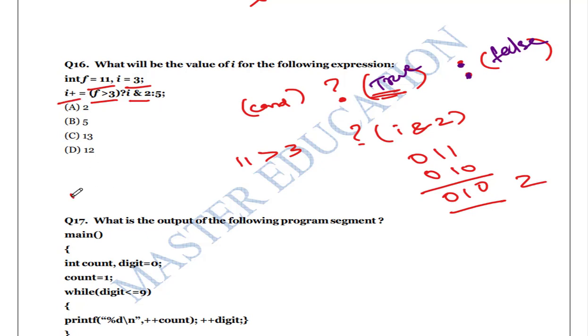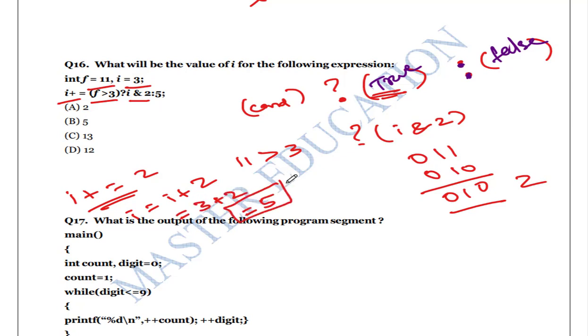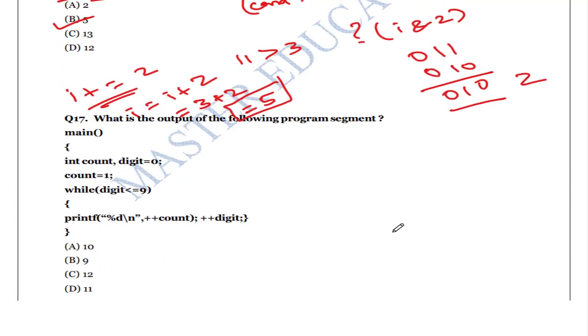They said i += 2 now. That means i equals i plus 2. The already existing value of i is 3. So 3 plus 2 is equal to 5, which is the answer. It is not 2, because they have given plus equal to. Be careful in this.